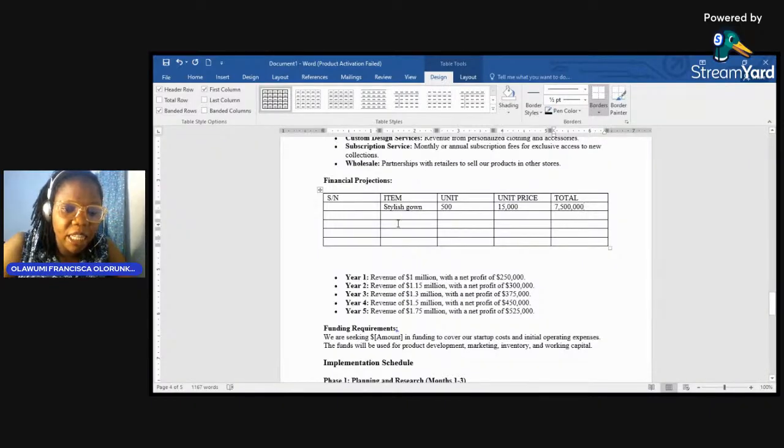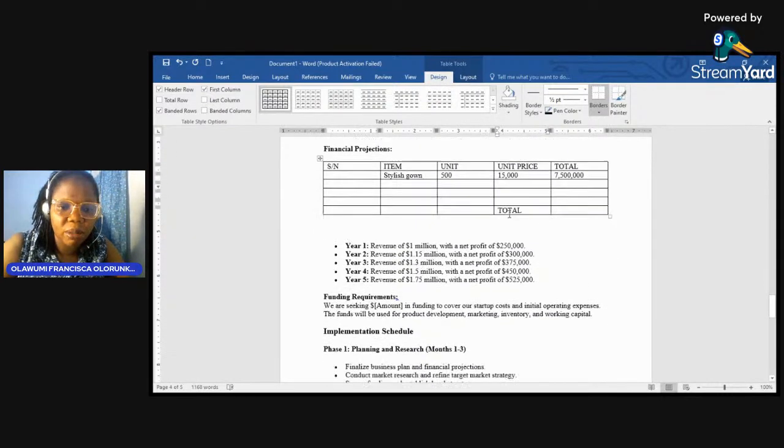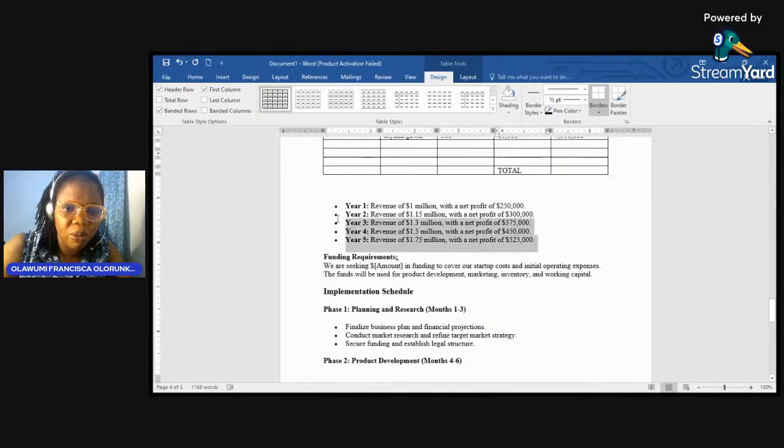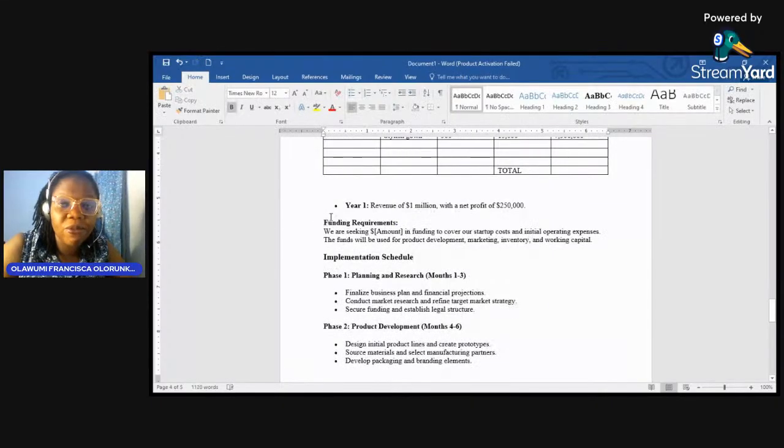So you fill in this for all of your products, the projected, and then you fill in the grand total here. So you can just remove all of this. Remember, we're writing for just 5 pages. So if you do more than 1 year, you will end up having over 5 pages.